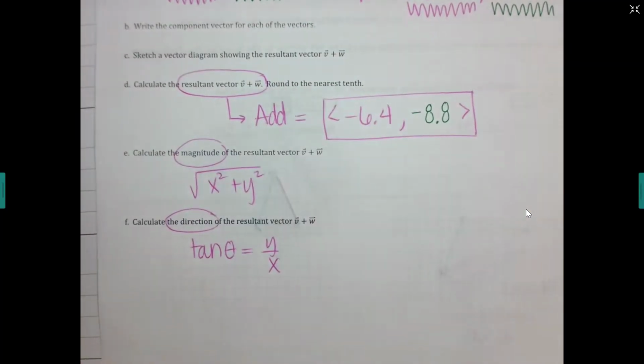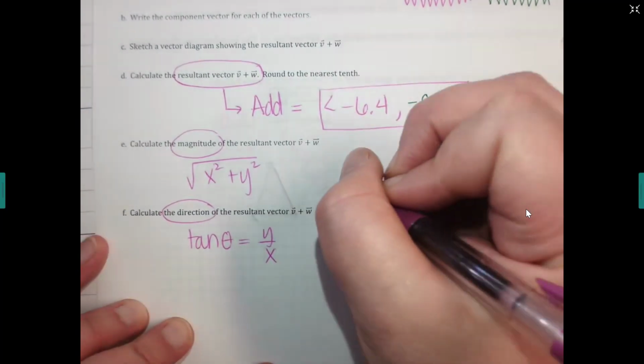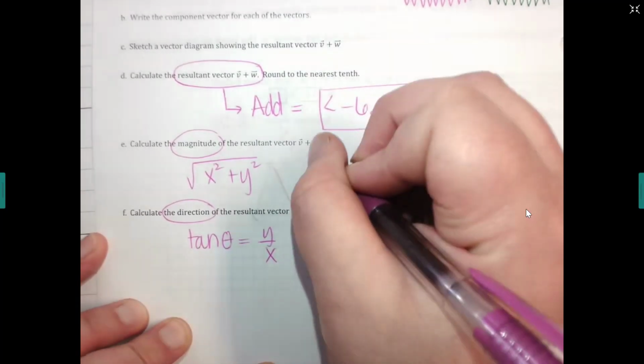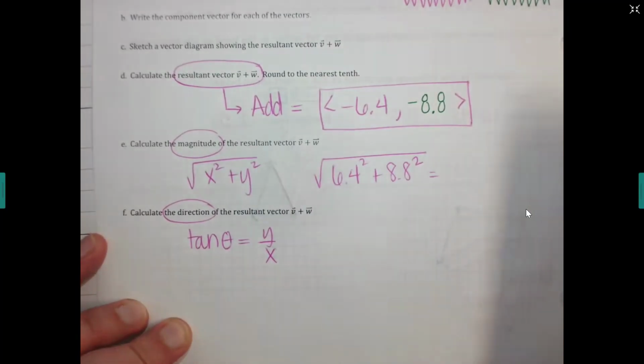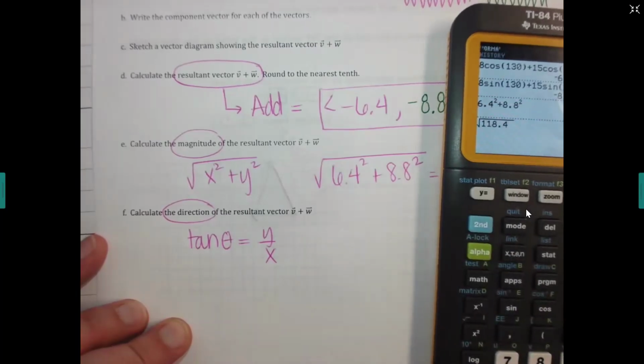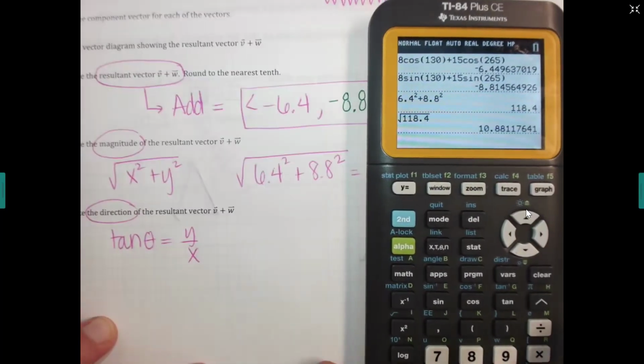Now, question, I noticed that both my x and my y are negative. Will those negatives make it into either of these formulas? No. So in your calculator, I'm going to do 6.4 squared plus 8.8 squared. Then I'm going to take the square root. Since we've already rounded to get those numbers, we are going to use the decimal for the answer. So I got 118.4. The square root of that is 10.9.